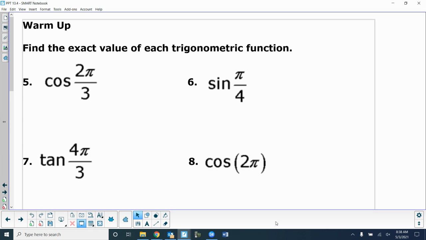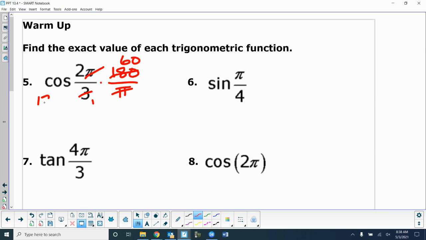Any questions on 1 through 9? Okay. Number 10 is like this same problem right here, number 5 here. So let's just go over it. Okay, the first thing we're going to do is turn it into degrees so we know where to draw our triangle. 3 goes into 180 60 times, and 2 times 60 is 120.